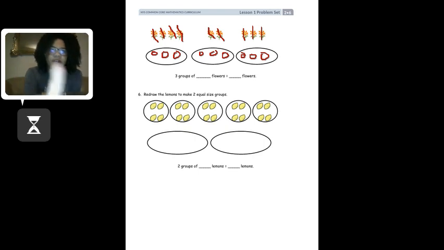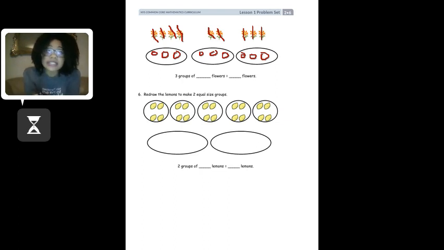But let's see, I have 1, 2, 3 in the first flower pot. I have another 1, 2, 3 in the second flower pot. And then I have another 1, 2, 3 in the last flower pot. So I have 3 groups. 3 flower pots, 3 equal groups that have how many flowers in each flower pot? We have 3 in the first one, 3 in the second one, and 3 in the third one. Good job.